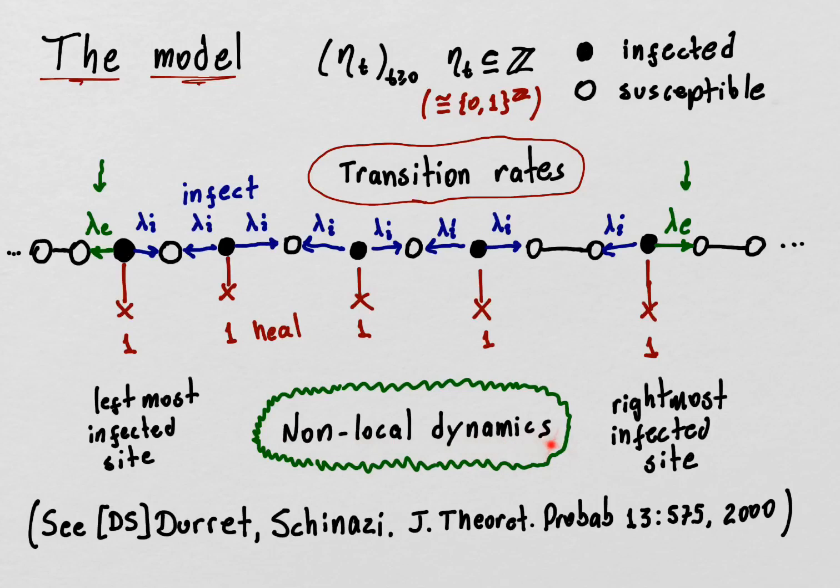So even if we use a graphical construction such as Harris's graphical construction, we have to be careful when we talk about existence of paths. For background on this model, you can refer to the article by Durrett and Schinazi.